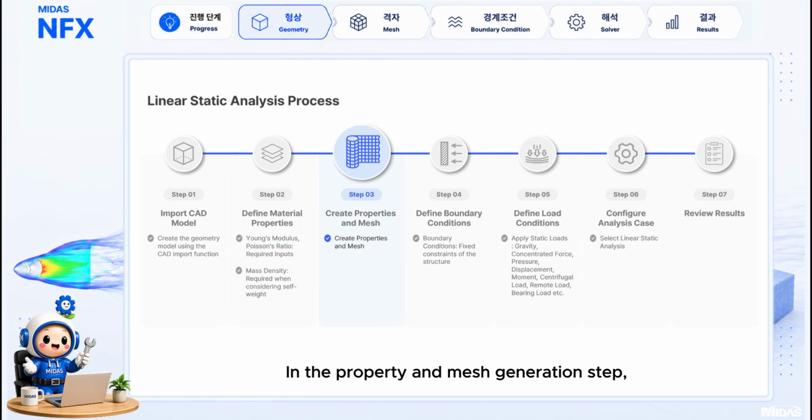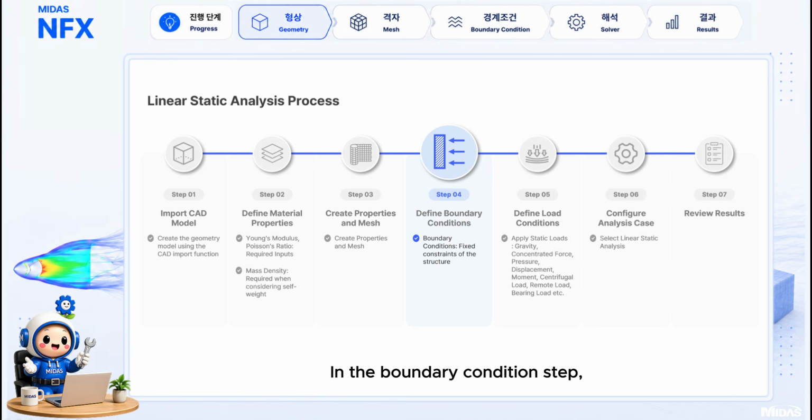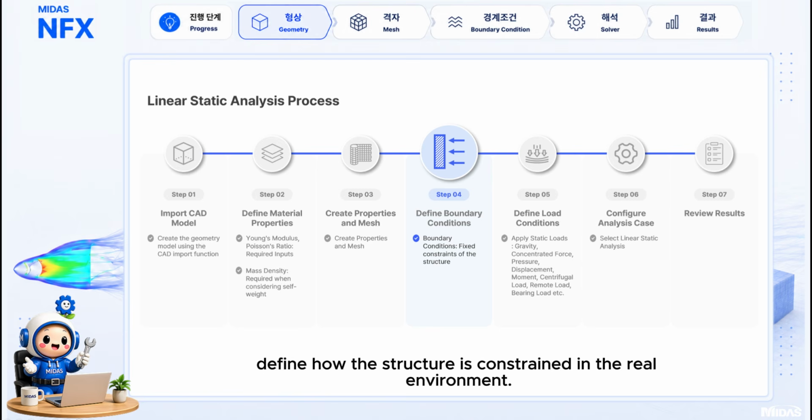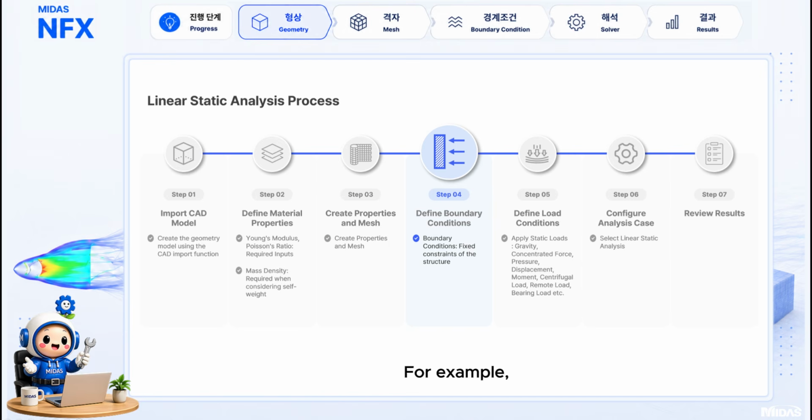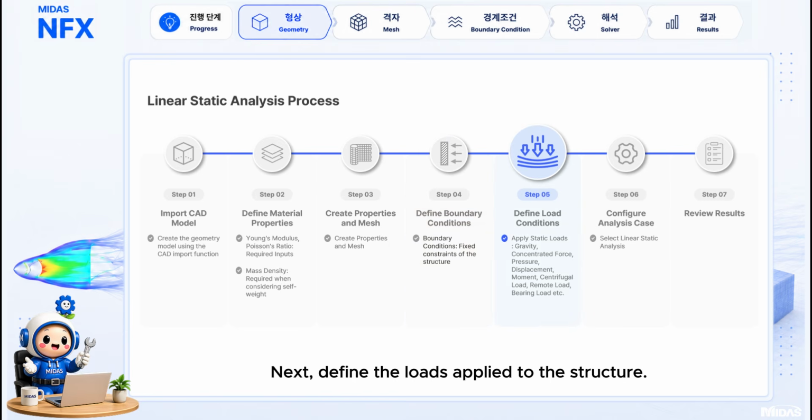In the property and mesh generation step, material properties are assigned to the geometry. A mesh is then generated for the analysis. In the boundary condition step, define how the structure is constrained in the real environment. For example, bolted or welded connections can be represented using simplified constraints. Next, define the loads applied to the structure. Linear static analysis supports various load types such as self-weight, gravity, concentrated loads, pressure, displacement, and moment loads.